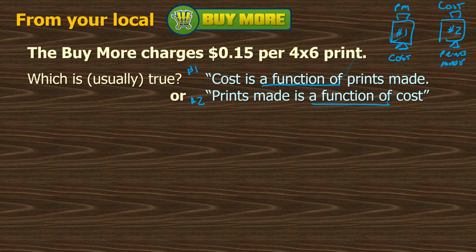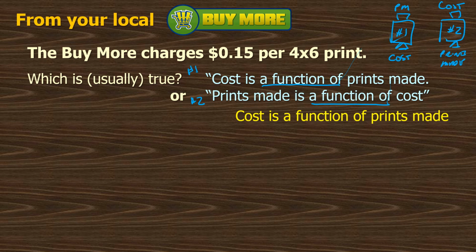What you're going to find out in a later lesson is essentially that these statements are inverses to each other, but I'm not going to go there right now. I would say more often than not, people will say, oh, I have these prints, how much will it cost me? And that's why you'll say cost is a function of prints made. But the moment you let cost dictate what you're going to do, I only have $3, I wonder what I can do with that, that becomes your independent, and then prints made is the dependent. But we're going to stick with the original, cost is a function of prints made.